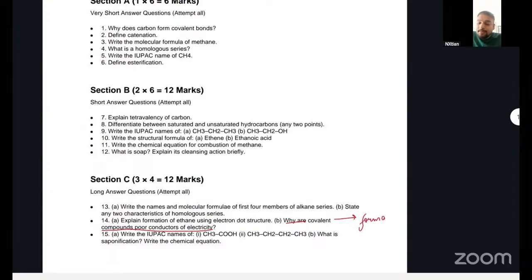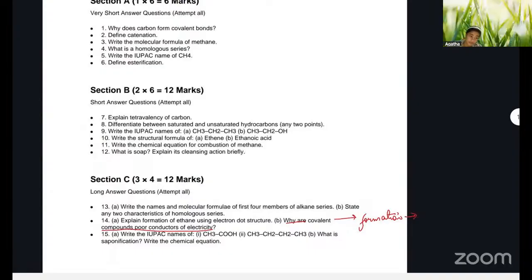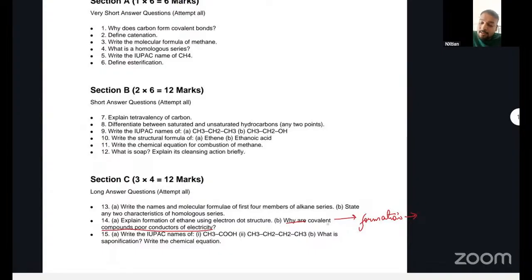We know that carbon does not make any ions. Carbon goes for covalent bonding, and the covalent bond doesn't form any ions. Ions are responsible for the conduction of electricity. Hence, these are poor conductors of electricity. Simple. So the answer will be: there is no formation of ions. There is no cation, there is no anion, hence they do not conduct electricity. Simple. This is the answer.